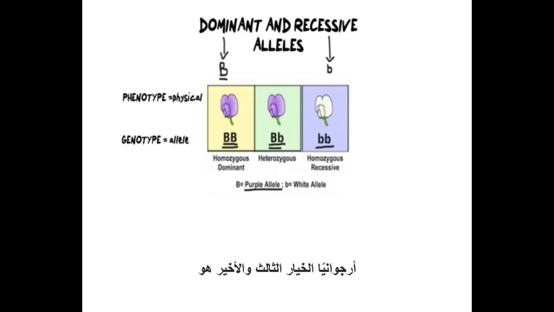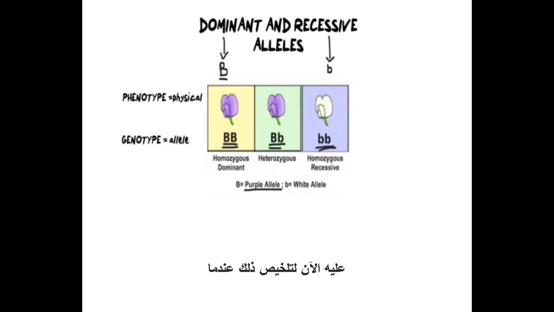The third and final option is 2 lowercase letters, and it's 2 recessive alleles. That means that those 2 alleles are going to make a white individual. And the only time you can ever have a recessive physical characteristic, like in this instance being white, you need to have 2 in order to have it.